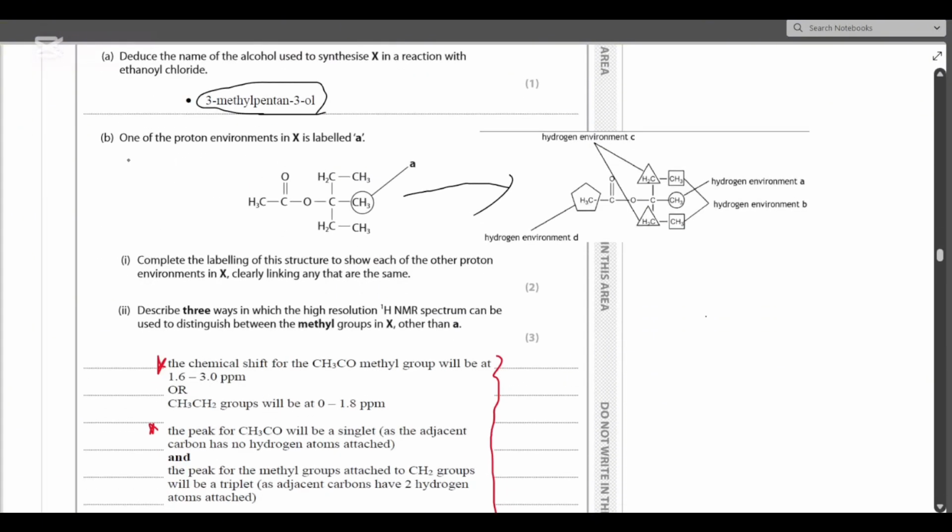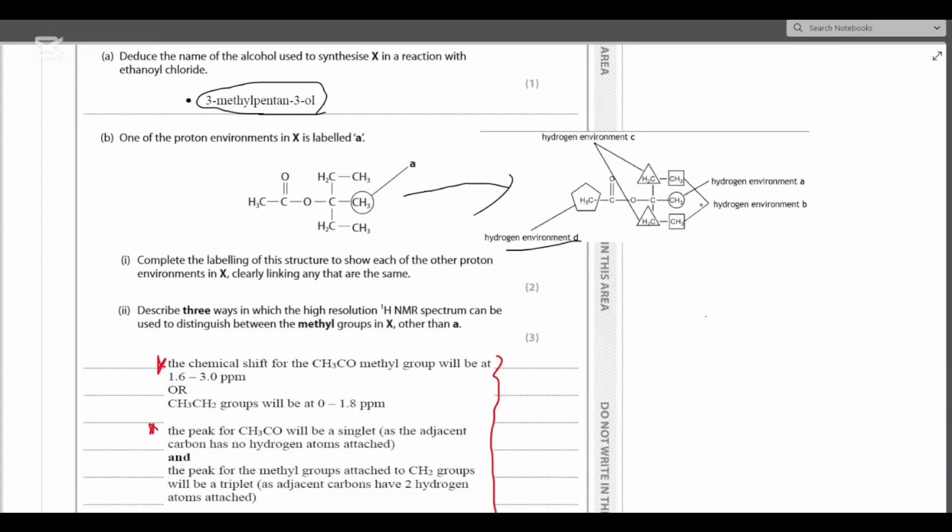The next one, we see one of the proton environments in X is labeled A. This is the proton environment, and they're saying A is the proton. But complete the labeling of the structure to show each of the other proton environments in X, clearly linking any that are the same. Now, if I talk about this, we have this one as a proton environment.